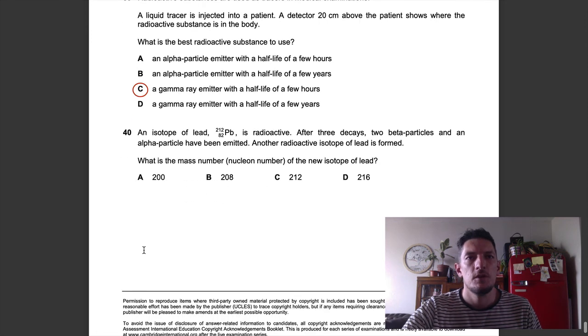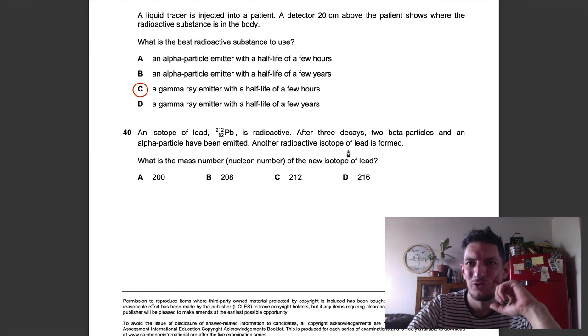Last question. We get an isotope of lead, which is lead-212, and it's radioactive. After 3 decays, 2 beta particles and an alpha particle have been emitted. Another radioactive isotope of lead is formed. What is the mass number of the new isotope?